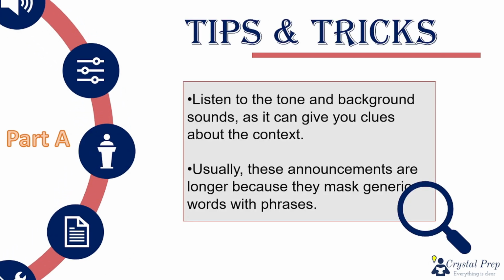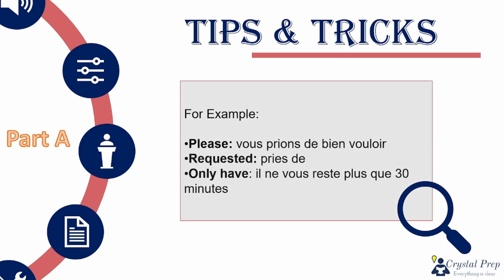Here are some tips to crack this. Listen to the tone and background sounds. They are like breadcrumbs leading you to the setting. Sometimes they even rephrase the generic words. For example, please can be said as "vous prions de bien vouloir," and after listening to 5 words, you might think that they are speaking about something else. However, when combined, they mean please, and so on. Therefore, it is important to remember such phrases.